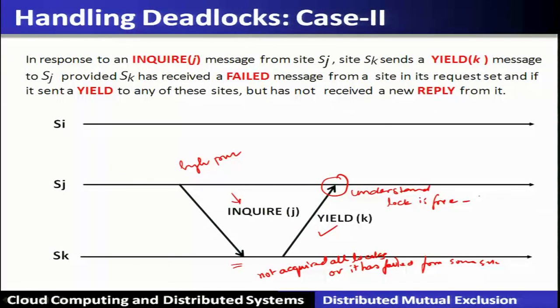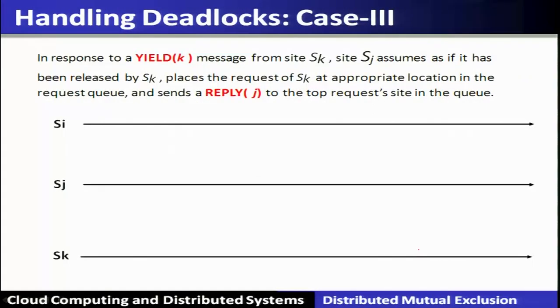It can be given to any other process. So it will now check its request queue, and whatever process is on the top of the queue, it will send the reply to the other higher waiting process. This way, this deadlock is handled in this particular scenario. This is what I have already explained.